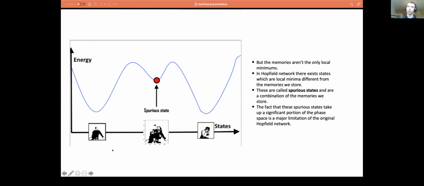Well, the memories aren't the only attractors in a Hopfield network, but there are also attractors called spurious states. These spurious states are a combination of the other memories you store and become a problem when they take up a large portion of the phase state, meaning a large portion of possible states won't converge into one of your memories anymore.